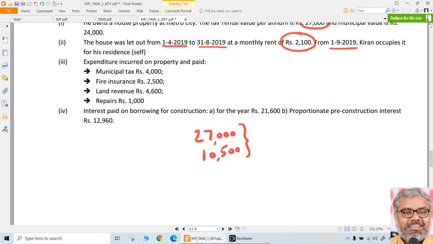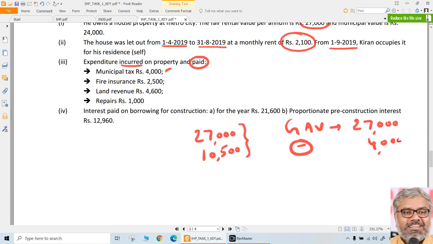If it was due to vacancy only, then ARR will be taken as gross annual value. Otherwise, whichever is higher will be taken as gross annual value. So naturally, what is the gross annual value here? 27,000. That is the gross annual value of this property. From that, you deduct the municipal taxes, which are incurred and paid also. So 4,000 can be very well claimed as deduction.